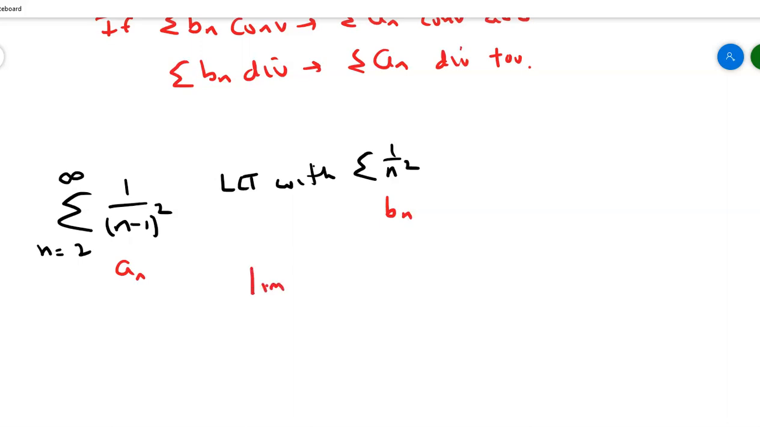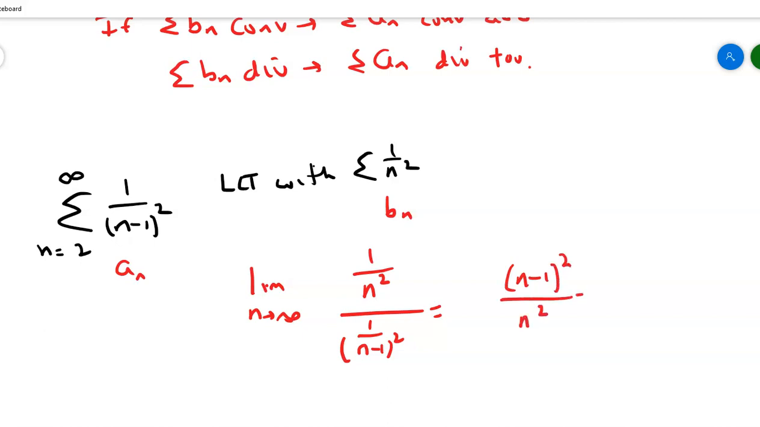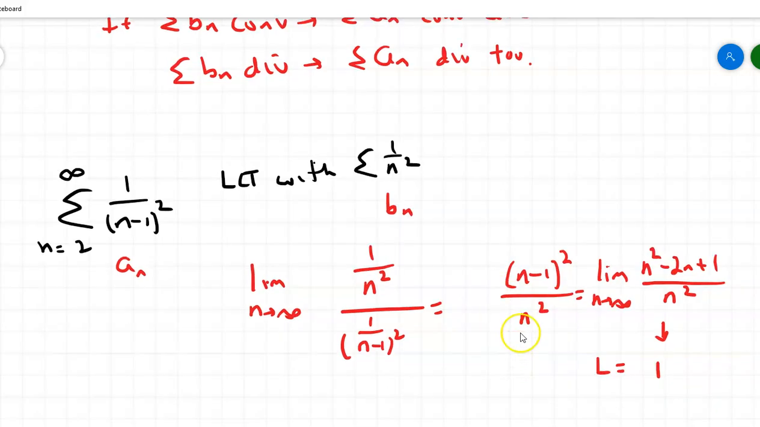So let's look at the limit as n approaches infinity of 1 over n squared divided by 1 over n minus 1 squared. Right? So we invert and multiply, and we've got n minus 1 squared over n squared. If you wanted to, you could actually expand this out, right? You can make it the limit as n approaches infinity of n squared minus 2n plus 1 over n squared. L'Hopital it a couple times, and you'll get 1. Okay? That's my L value. That's part 1 of the problem. That's the hardest part of the problem.